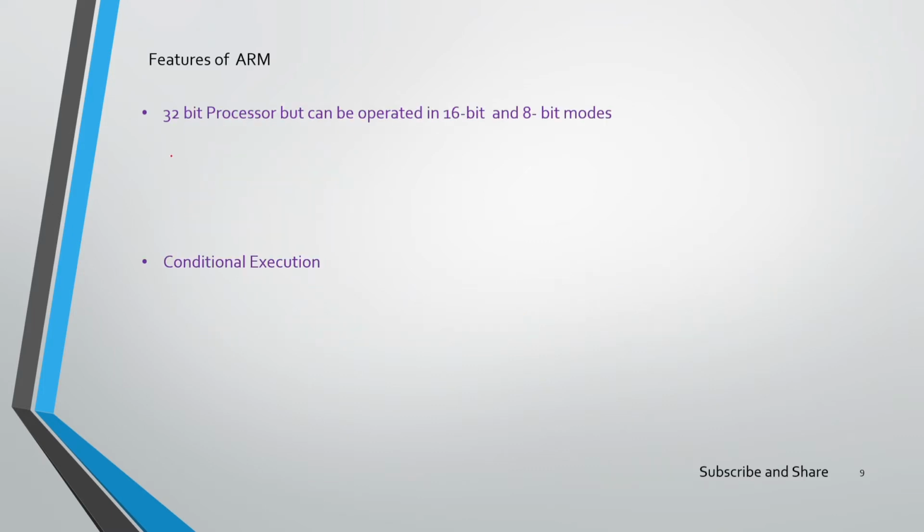Next, ARM is a 32-bit processor, but it can also be operated in 16-bit and also in 8-bit modes. The 16-bit mode is known as Thumb mode, and the 8-bit mode is known as Jazelle mode.